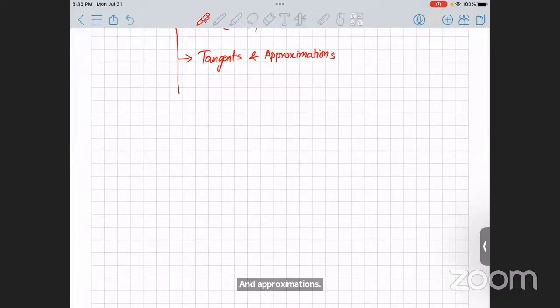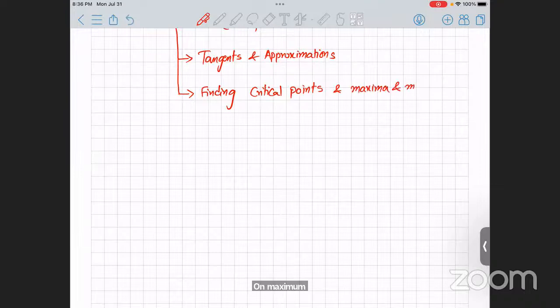And finally, we will see the application. One of the main applications of differentiation, which is finding critical points and maxima and minima. It is an application of differentiation.